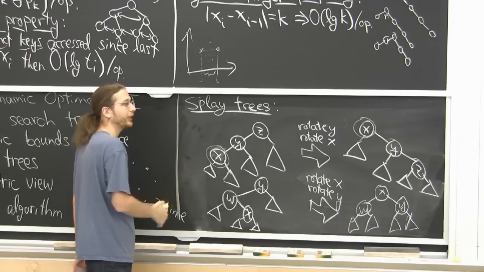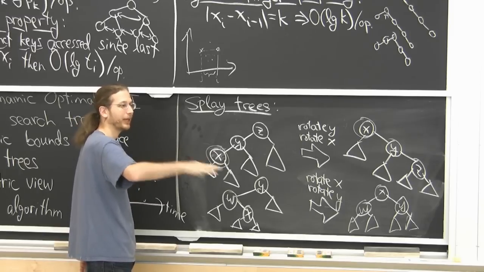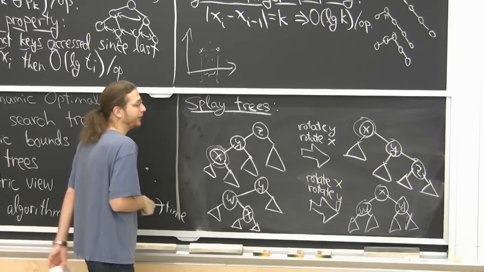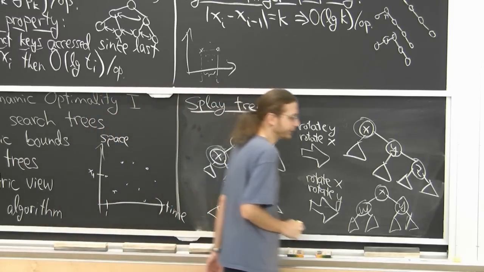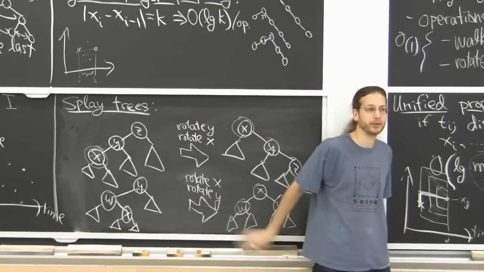If you repeatedly search for things in that path, you're kind of cutting the path in half repeatedly. So kind of logarithmic. That's a very vague argument. And in advanced algorithms, it's proved why this is log n amortized.